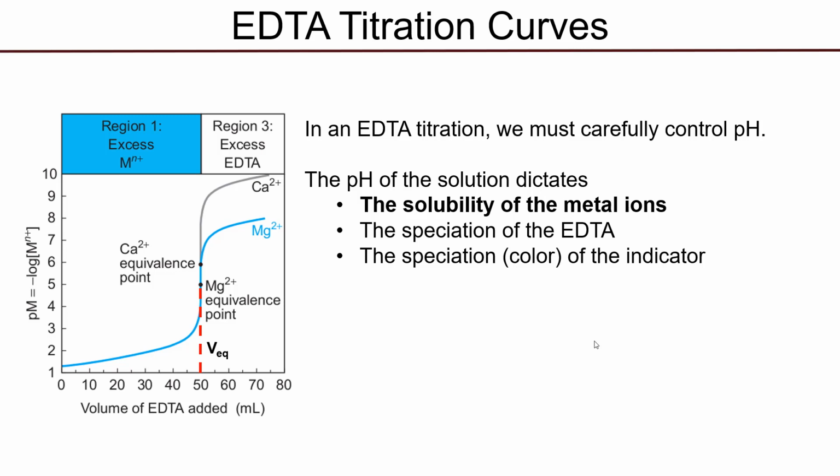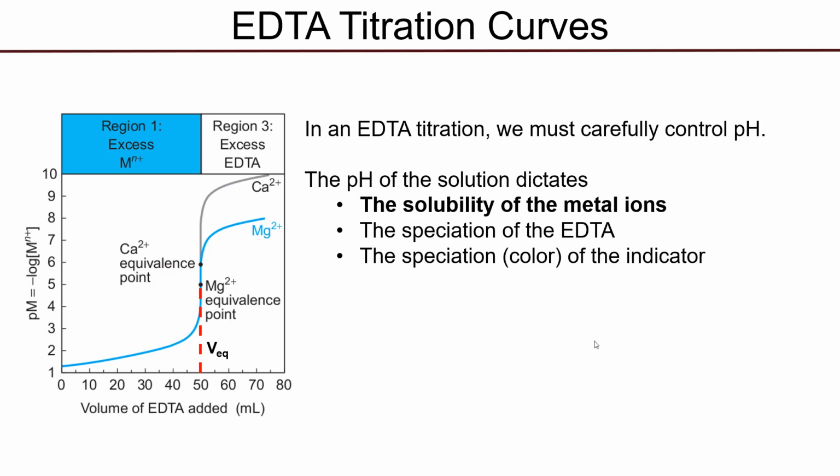So whenever you're designing an EDTA titration, or you're following a procedure that someone else has designed and said, hey, if you do this EDTA titration, you'll be able to quantify this metal analyte in your water sample, you have to carefully think through a whole host of factors to make sure the titration is actually going to work for you. And one of the most influential is the pH of the solution.